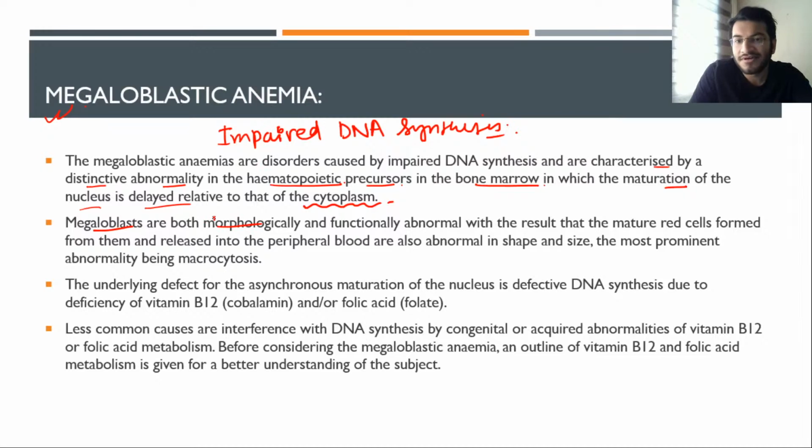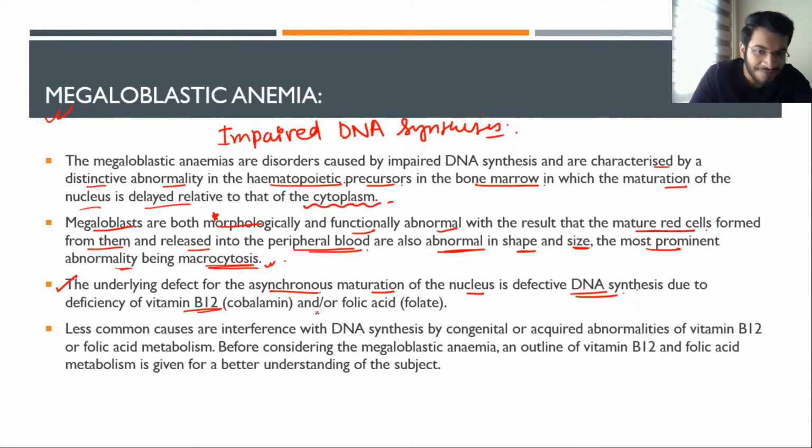Megaloblasts are both morphologically and functionally abnormal, with the result that the mature red cells formed from them and released into the peripheral blood are also abnormal in shape and size, the most prominent abnormality being macrocytosis. The underlying defect for the asynchronous maturation of the nucleus is defective DNA synthesis due to deficiency of vitamin B12 and folic acid. Right?